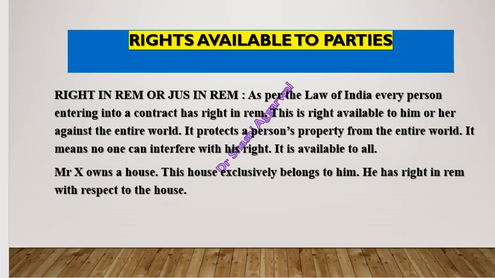So, under the contract, these are the rights which are available to the parties: right in rem or jus in rem. As per the law of India, every person entering into a contract has right in rem. This right is available to everyone. So, this right is available to him or her against the entire world. It protects a person's property from the entire world. Like Mr. X has purchased a house. So this house exclusively belongs to Mr. X. So no one has the right to disturb his right. So he has a right in rem with respect to his house.